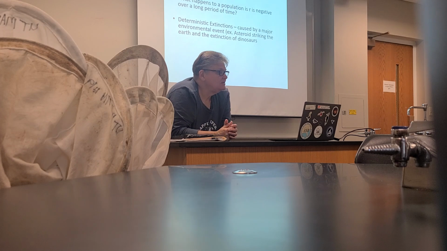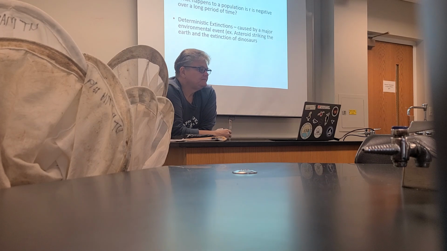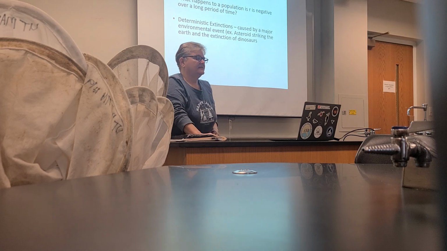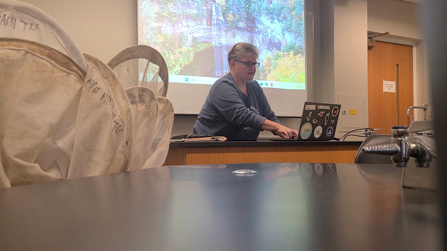And so we want to talk about 2 types of extinctions. The first type of extinction is a deterministic extinction. And this is where you have some type of major event that can account for the loss of diversity. In this case, I give you a dramatic example that many people are familiar with.